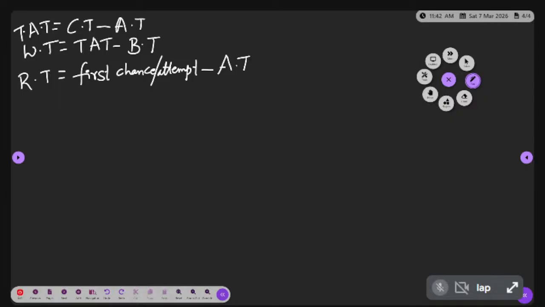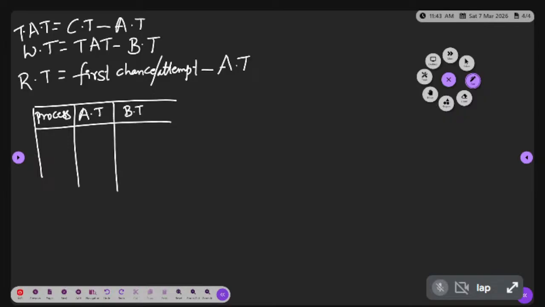Next, write down a problem. For the following chart, calculate average turnaround time and average waiting time by using A, the FCFS CPU scheduling algorithm.